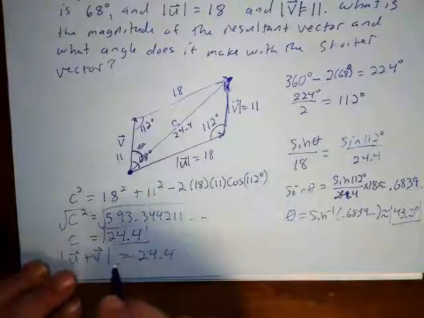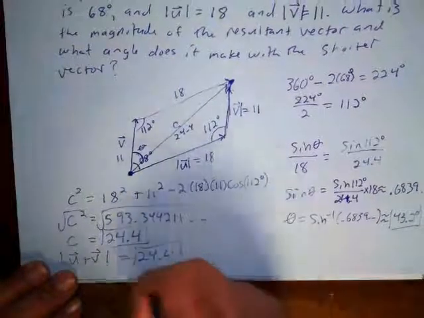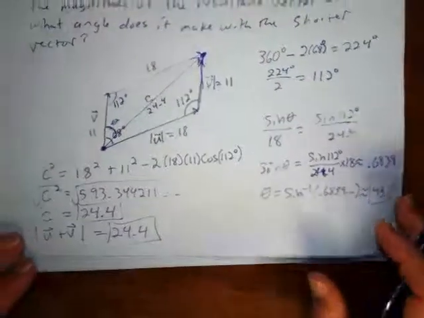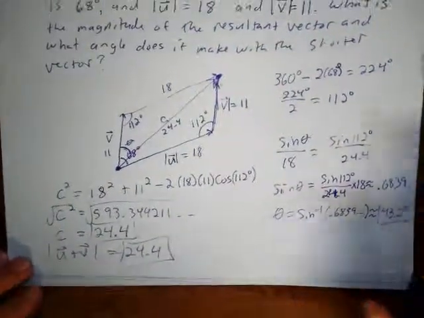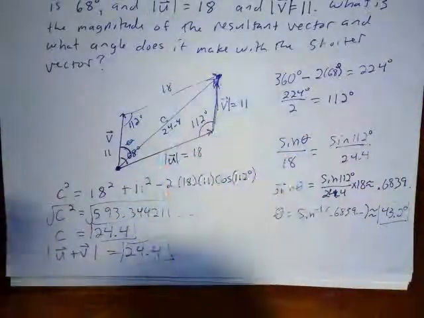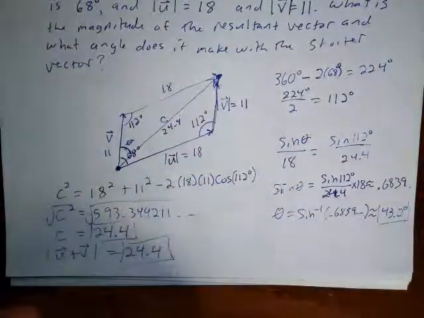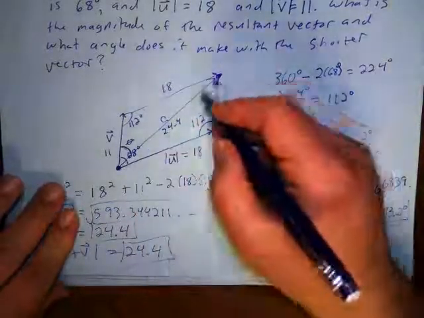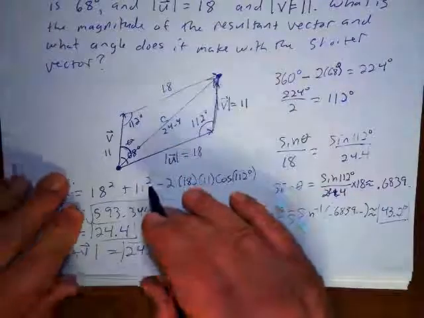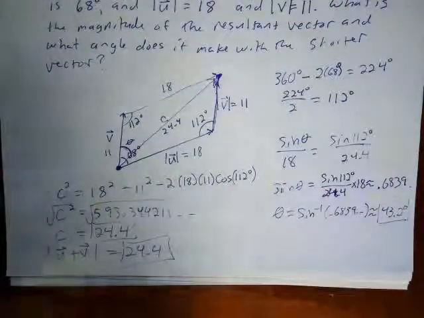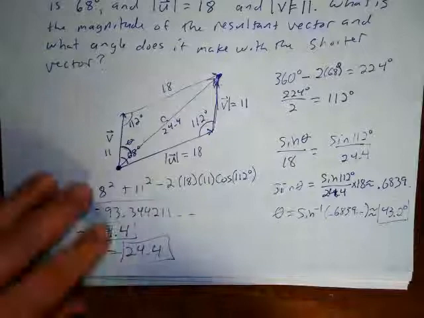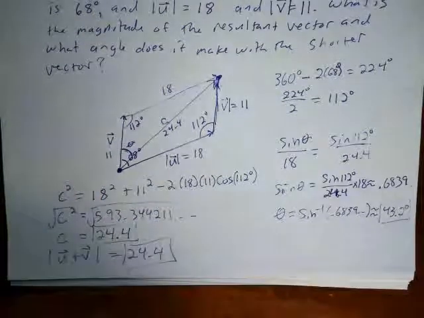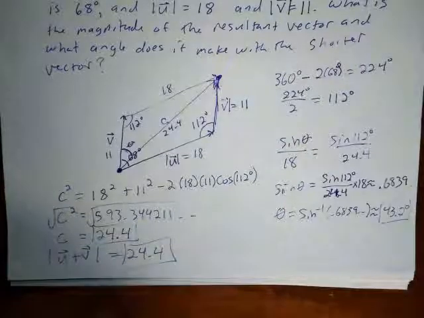So the magnitude then is 24.4. The angle that it makes with the shorter side is 43.2. And so that's using the parallelogram law to add the vectors and find the magnitude and the angle of the resultant vector. That angle will be with respect to one of the two given vectors. So in the next several videos, we're going to do some applications with this.